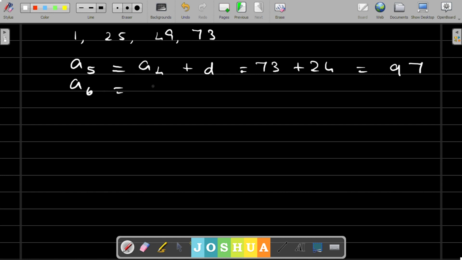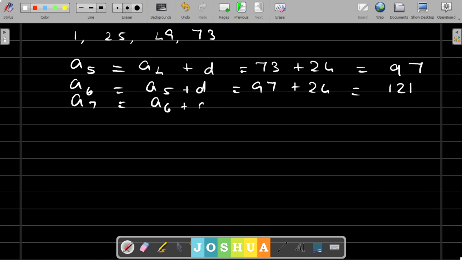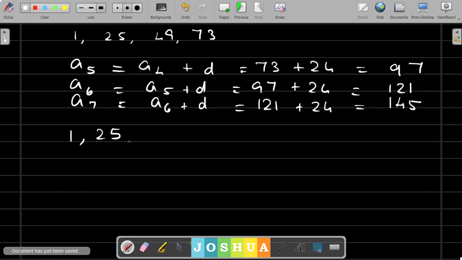Again, the sixth term is equal to the fifth term plus the difference. The fifth term is 97 and the difference is 24. So when I add this, it is 121. Okay, so a7 is equal to a6 plus d. a6 is 121 plus 24, that is equal to 145.